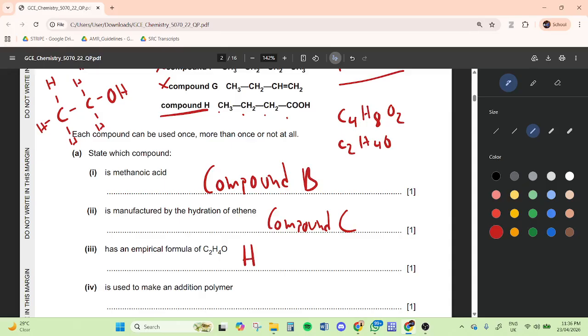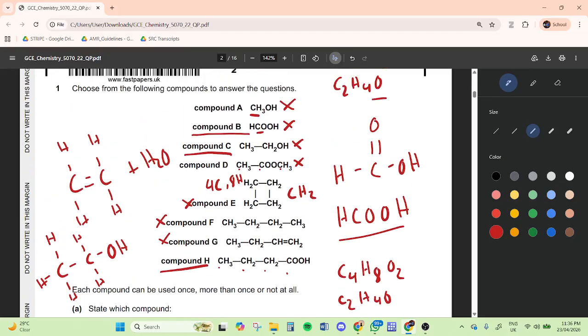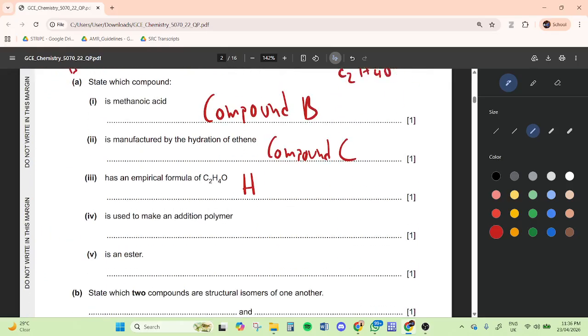All right, so we're looking for something that is used to make an addition polymer. So we're looking for double bonds. We're looking for unsaturated organic compounds. And of course, there's only one on the list, which is compound G.